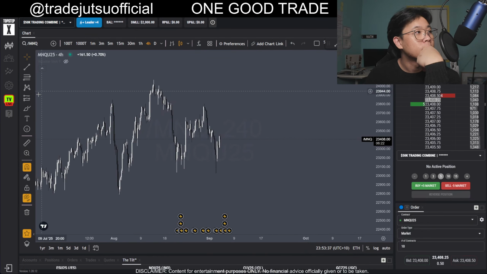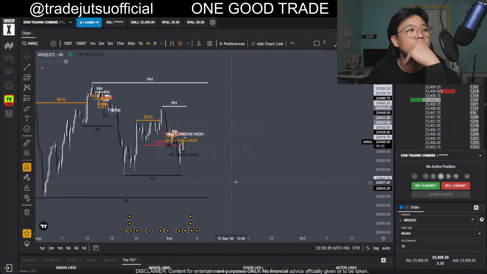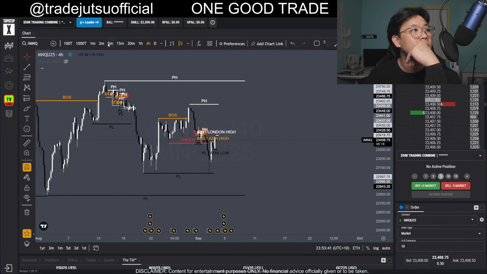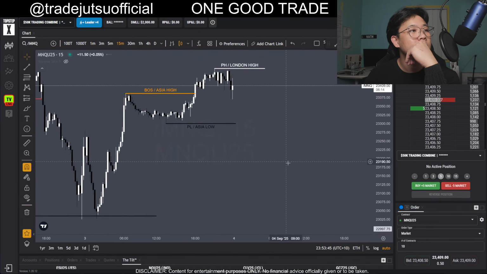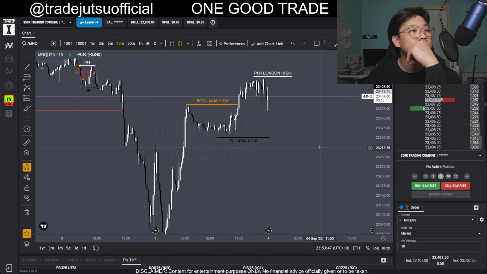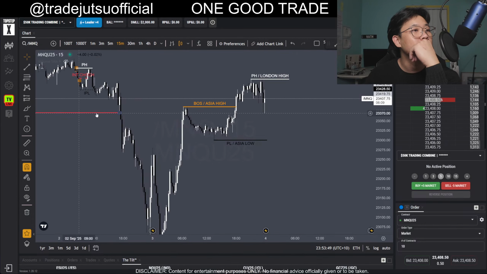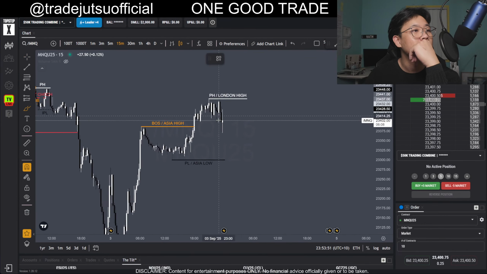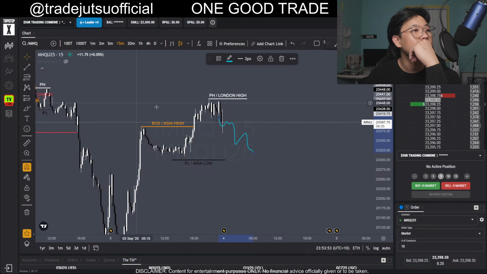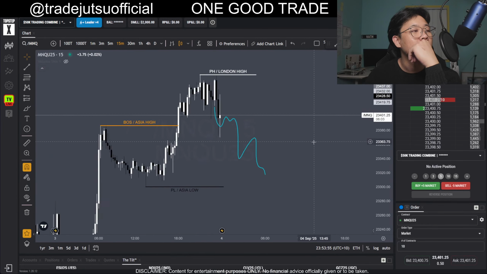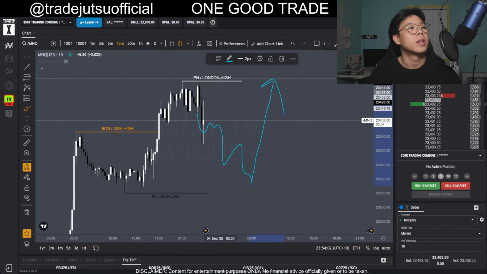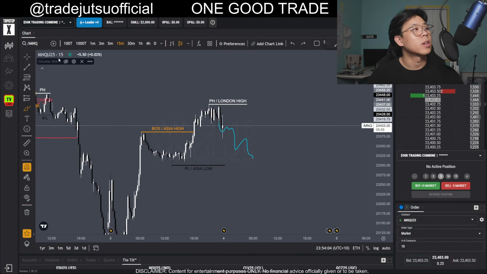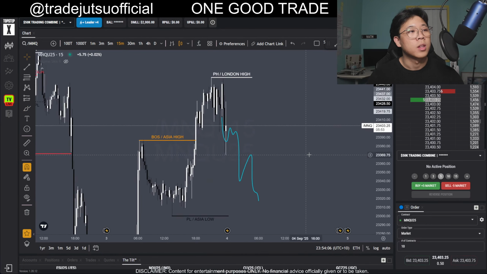So at this point in time, I would say, because it swept it on the 15-minute, internally I'd be looking for shorts, something like that. Maybe for a long continuation. That might be a play, chat. That might be a play.